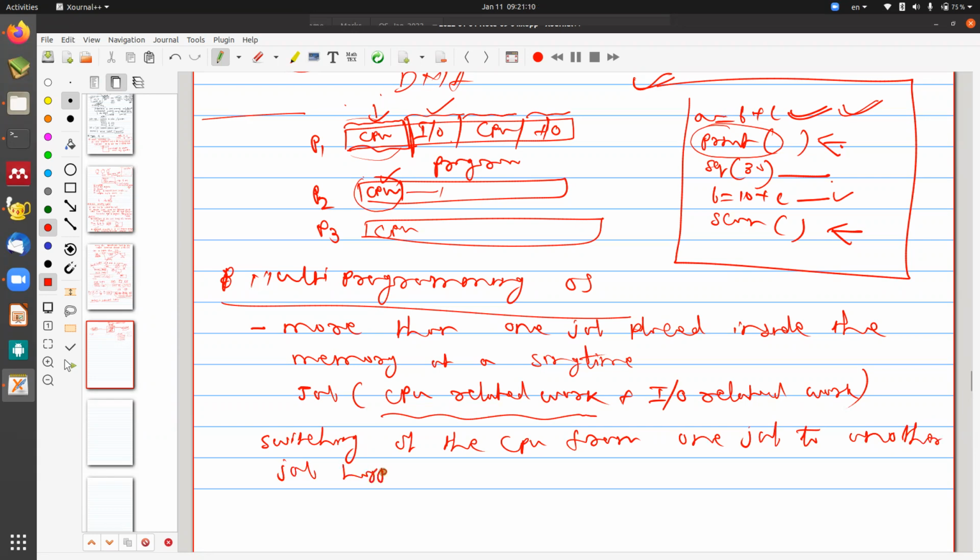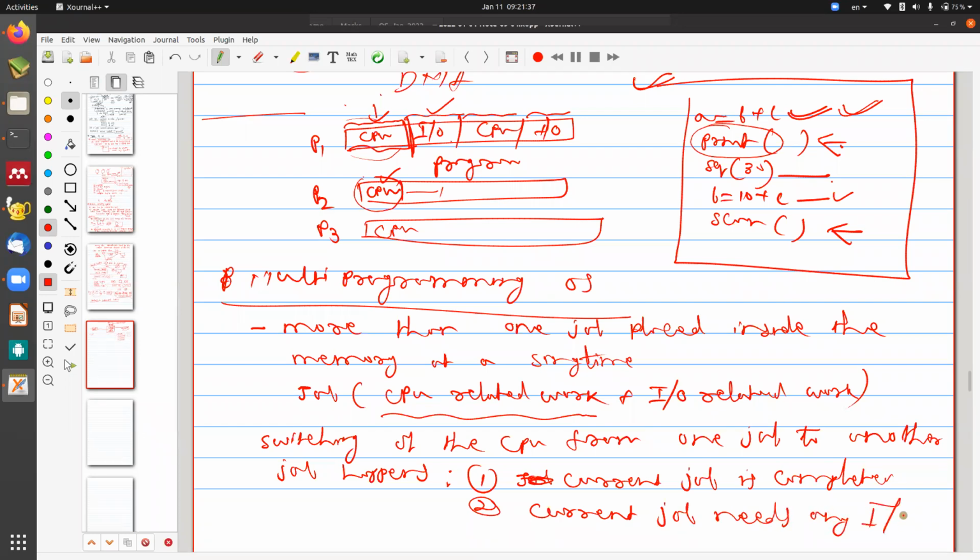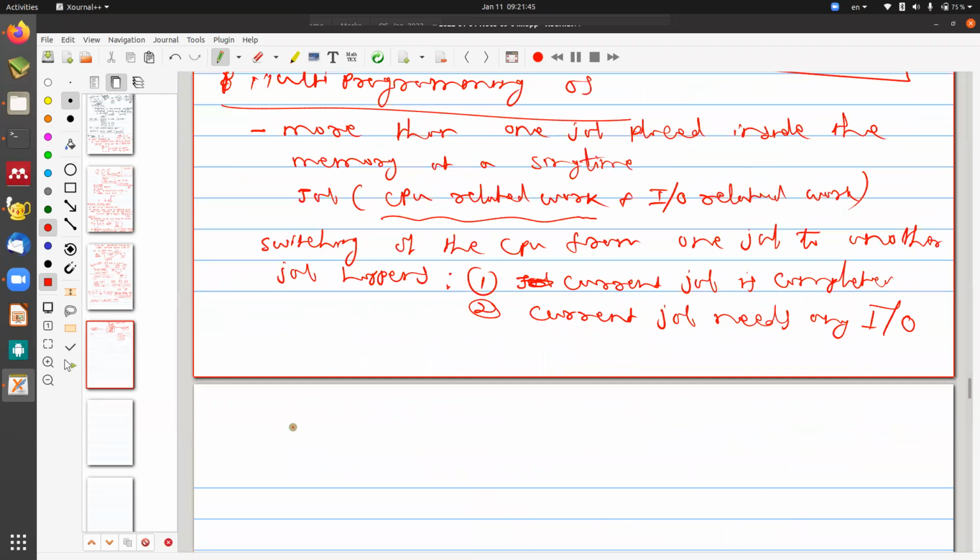happens at what time? Can you tell me? In which scenario? One scenario is what? The current job gets over. Current job is completed in one case, or the second case is if the current job needs any IO. Agreed or not? So in these two basic scenarios, it has to come here. Then what is the advantage? The advantage is that the utilization of the CPU is better.